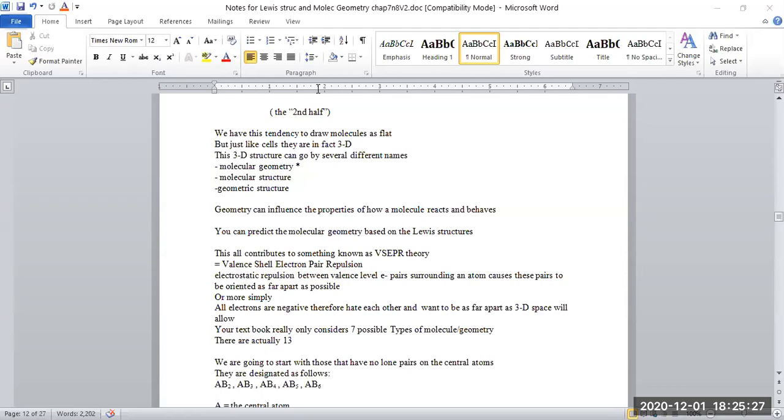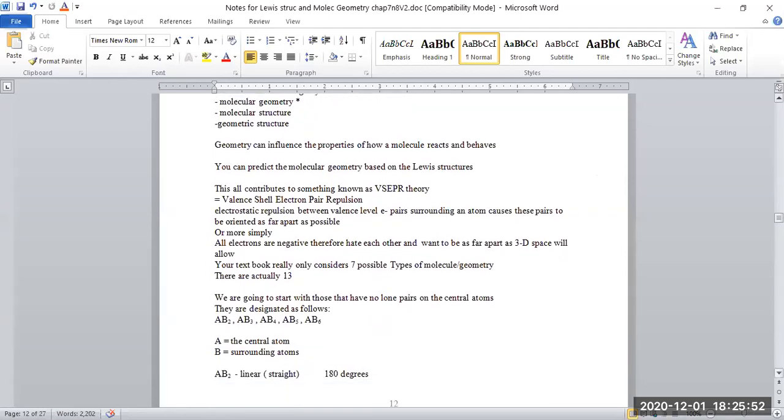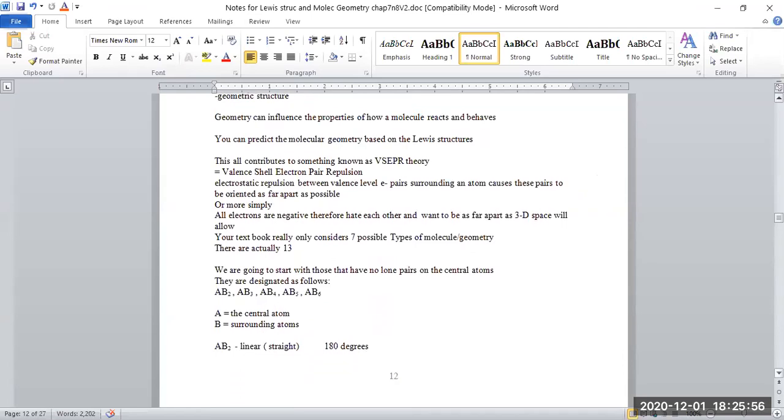We also need to cover all 13. Your textbook is not super great at covering some of the lesser known versions, but we have to cover all 13 versions, in part because you will also see some mentions of them in the upcoming lab. So there are 13 types. And we're going to start with the ones that have no lone pairs.